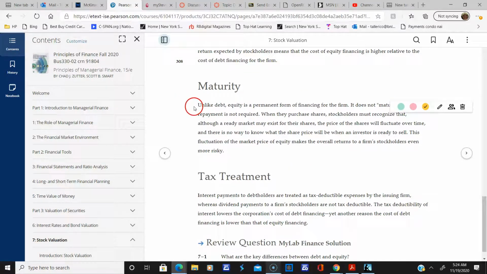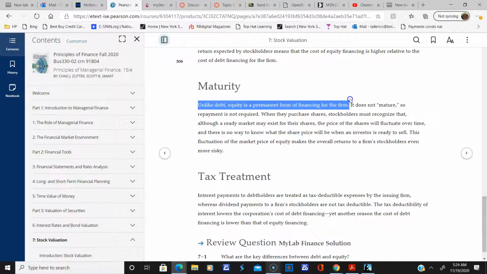All right. So as you know, debt has a maturity. And technically, stock is a permanent form of financing. When you buy shares, right, you're a partial owner. However, companies do go belly up. The stock doesn't mature, but the company will go belly up. So nothing's ever permanent in life, right?